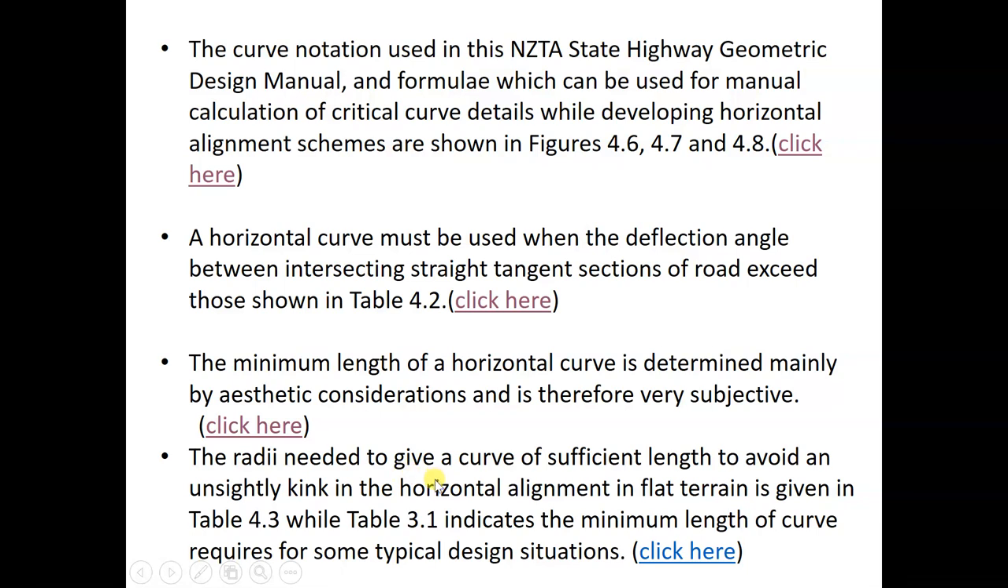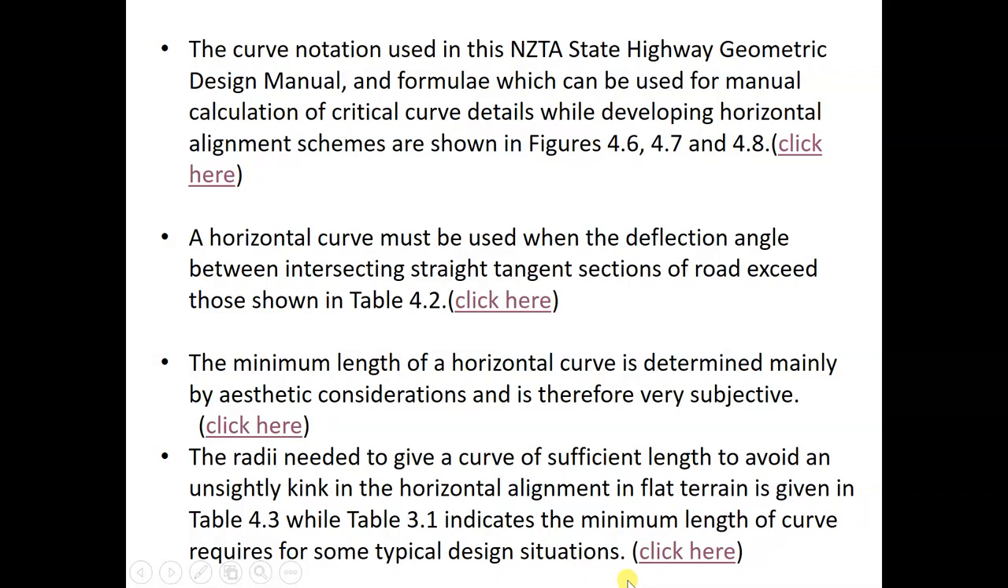Okay, the radii needed to give a curve of sufficient length to avoid an unsightly kink in the horizontal alignment in flat terrains is given in table 4.3. I think we look at that. While table 3.1 indicates a minimum length of curvature required for some typical design situations.